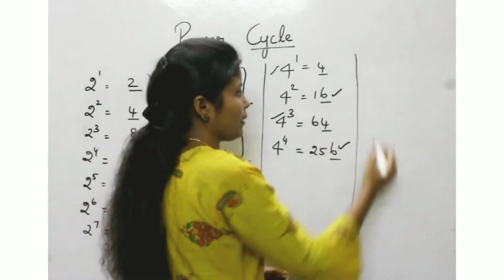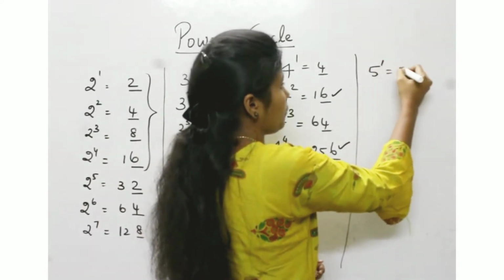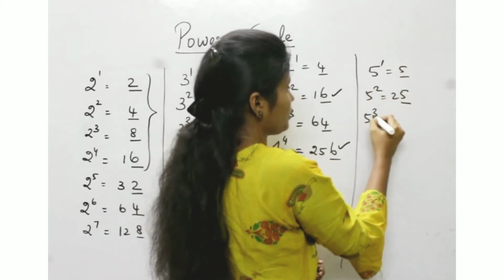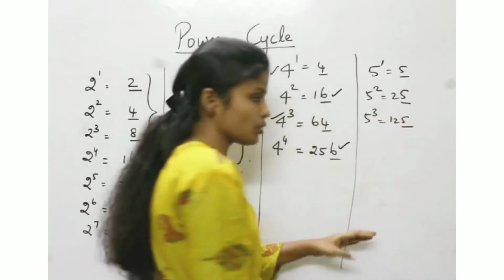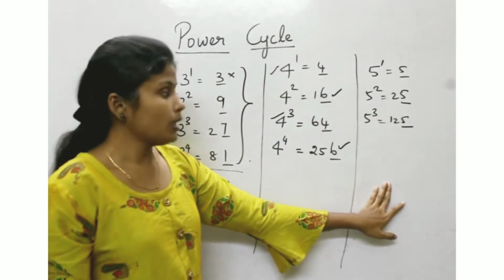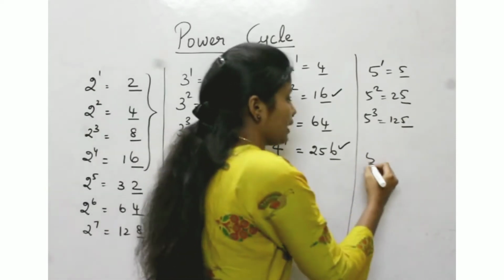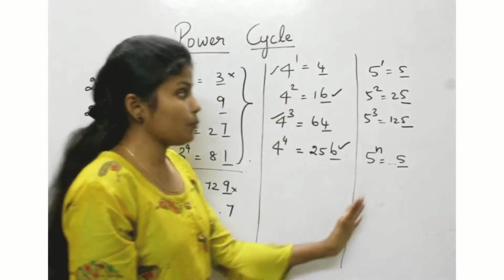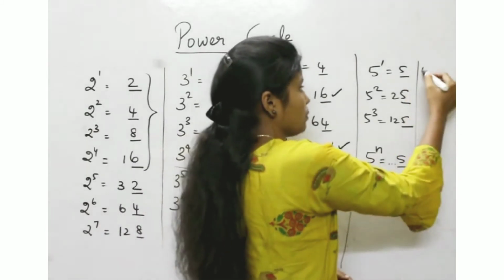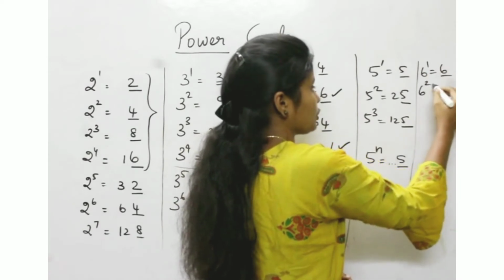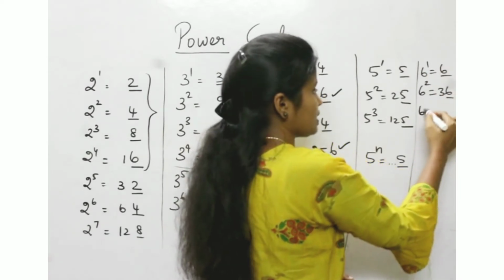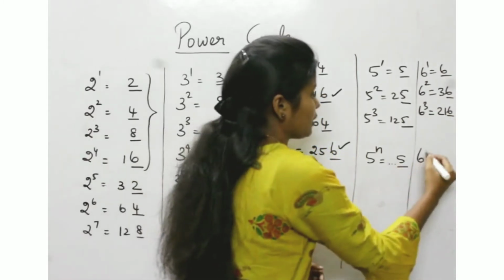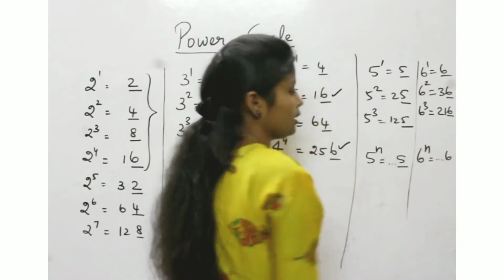Now proceeding with powers of 5, 5 power 1 will have the unit digit 5, 5 power 2 will have the unit digit 5 again, 5 power 3 will have the unit digit 5. So the conclusion is pretty simple: 5 to the power of any number will have the unit digit 5. The same goes for the powers of 6 also. 6 power 1 is 6, 6 power 2 is 36, where the unit digit is 6, 6 cubed is 216, where the unit digit is 6. So 6 to the power of any number will have the unit digit 6.